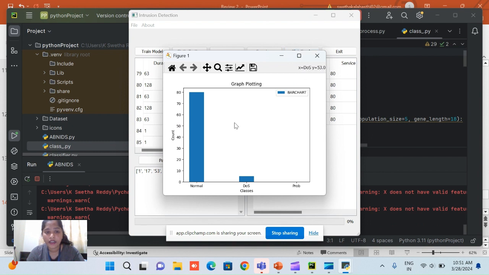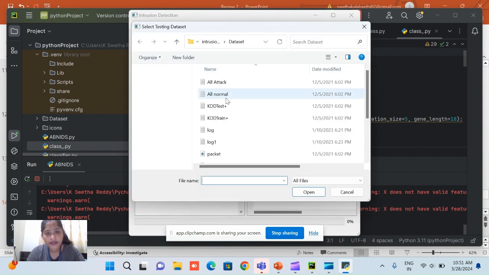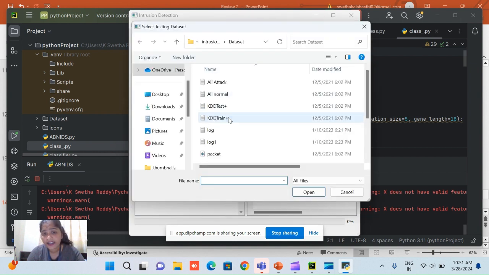You got the normal value would be 80, which is 53.0. At the first time we got 17.3 and 120, about 120. And now you can see that this is 81.6. The maximum value of the normal case is 81.6, and DoS will be 5. Okay. Now again we move to the static testing. We completed the first three, and now we go to the KDD train plus.